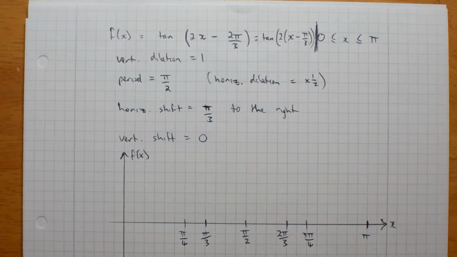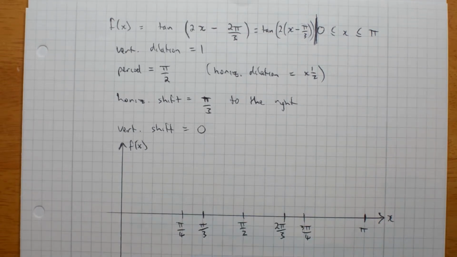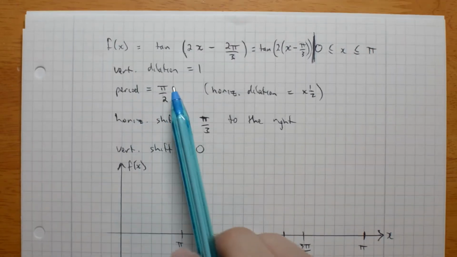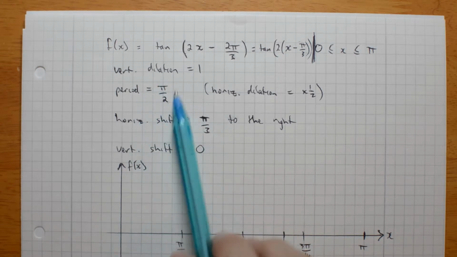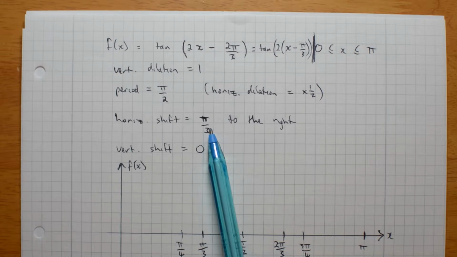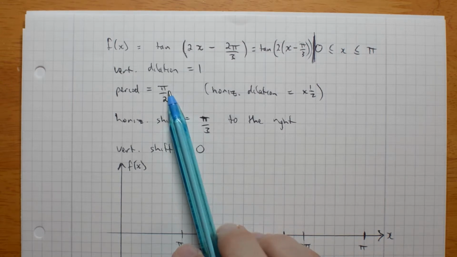Let me draw the standard tan graph first. I'm going to do that in a nice light colour so that it won't overpower the image, but I can see what I need to do to shift it. So I'm going to draw it with the correct period, but ignoring the horizontal shift first. So the period is pi on 2. Normally the period would be pi.